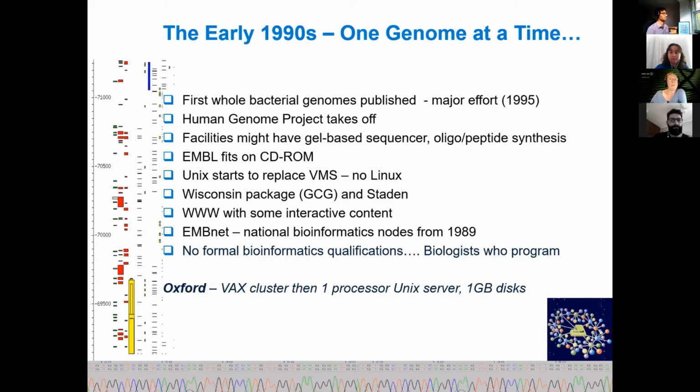And if we look at the sort of hardware that a bioinformatics facility might be running on, if we take Oxford as a case in point, they had a VAX cluster, which then moved to a single processor Unix server with about 1 gigabyte of disk space, and that was serving the entire university for all of the biologists that wanted to use it.